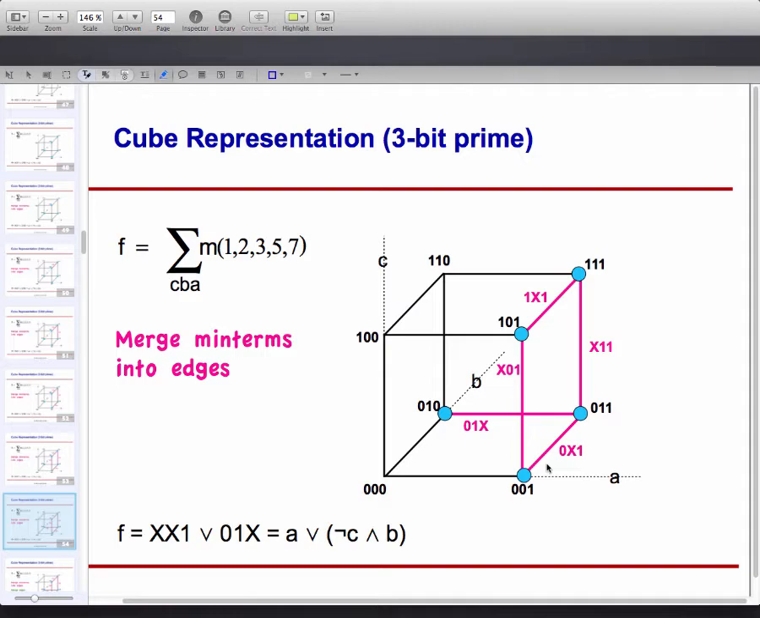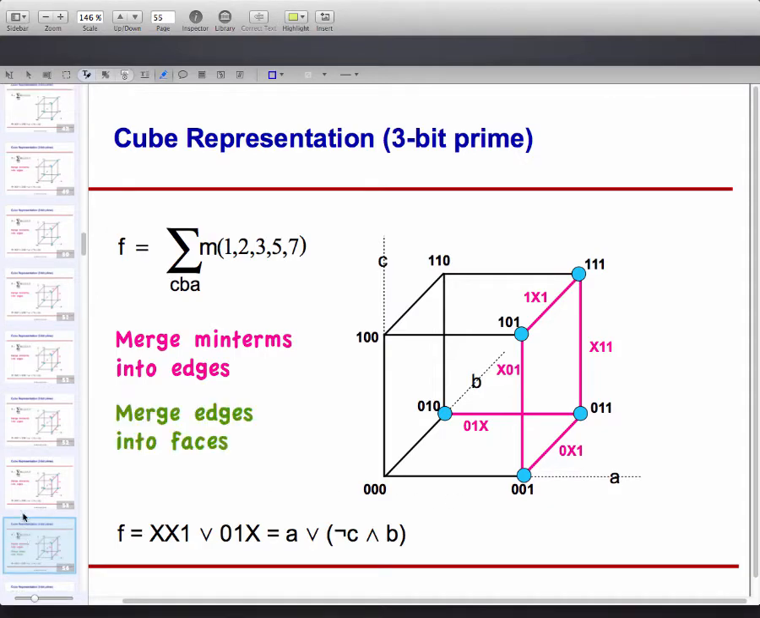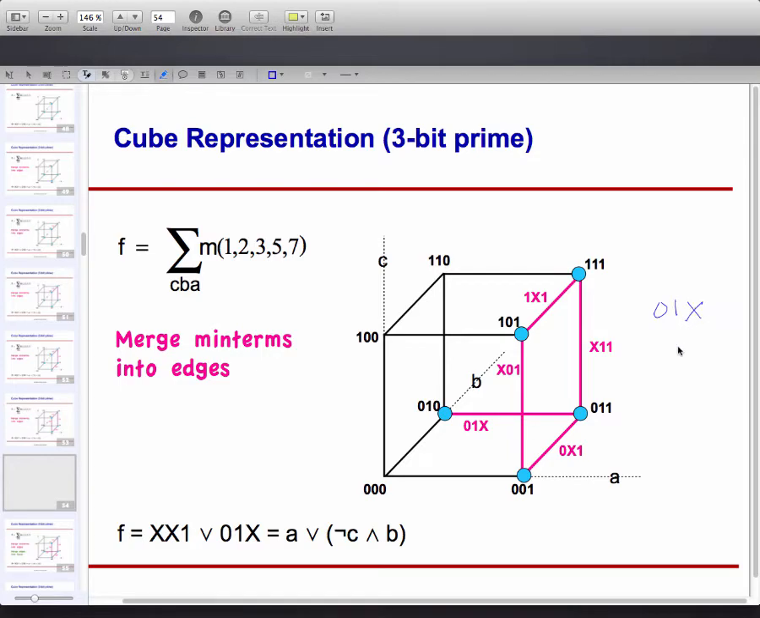because any of the minterms being 1 corresponds to one of those edges being 1. So let's see how it plays out. If I were to just simply do it in terms of edges, then I am going to write it as the edge number 0, 1x, or edge x0, 1, or edge 1x1. So I could certainly write my function in terms of these edges.